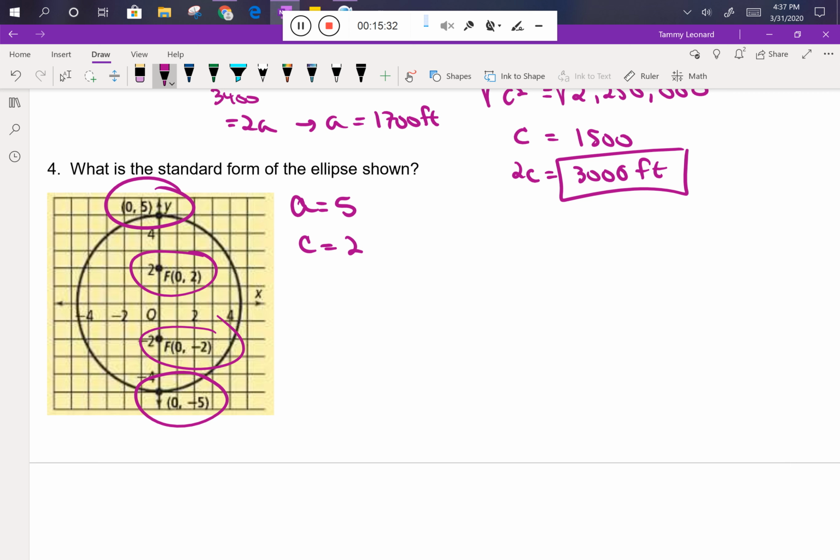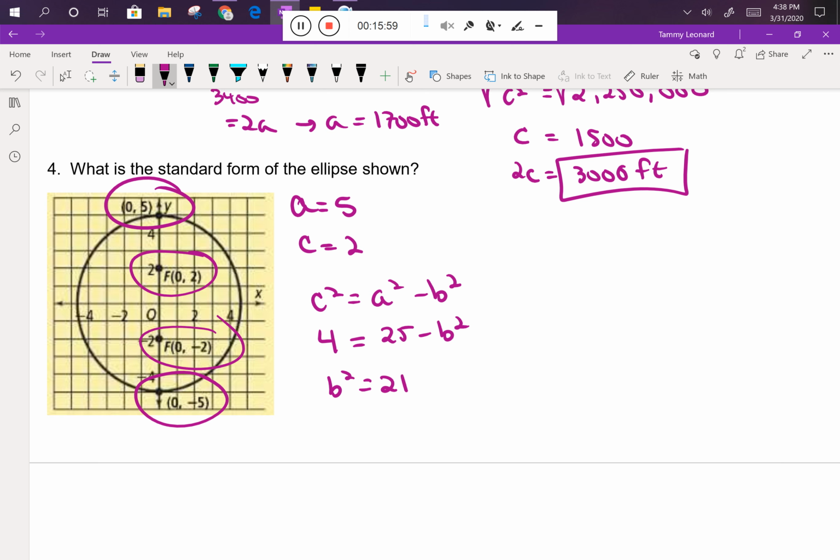So first we're going to start by using this information. If C squared equals A squared minus B squared, we know that C squared is 4 and A squared is 25. If we were to add B squared and subtract 4 from each side, we would have that B squared equals 21. Now, we actually don't care what B is because B squared is what goes into the formula.